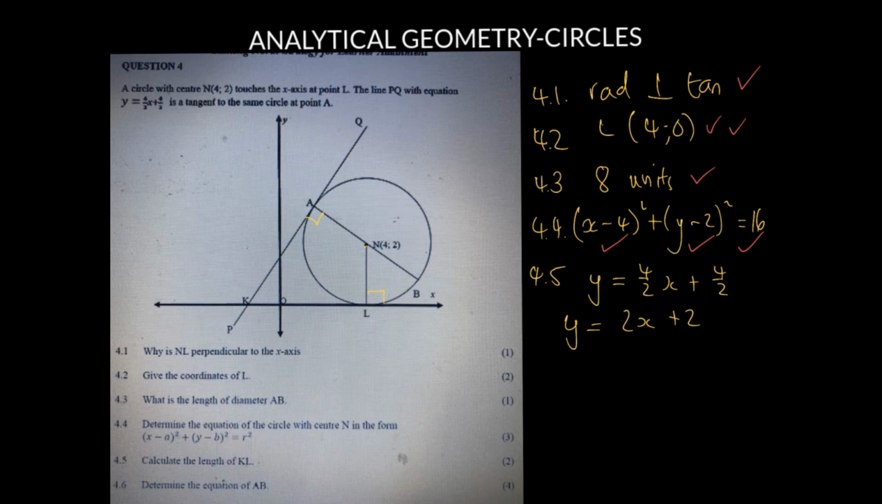To calculate the coordinate at K, we let y be equal to 0, which means that 2x would be equal to −2, and at K, x would be equal to −1. So the length from K to the origin would be 1 unit, and then we would need to go another 4 units to the right. That means that KL is 5 units in length. That question was out of 2 marks, so I imagine it would be 1 mark for finding the coordinate, and then another mark for the answer.